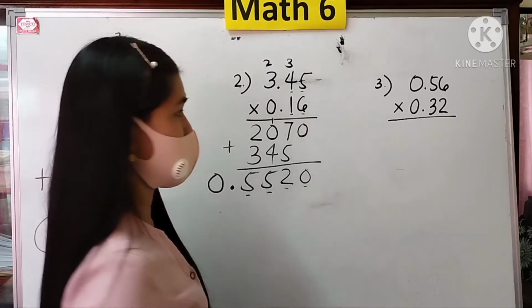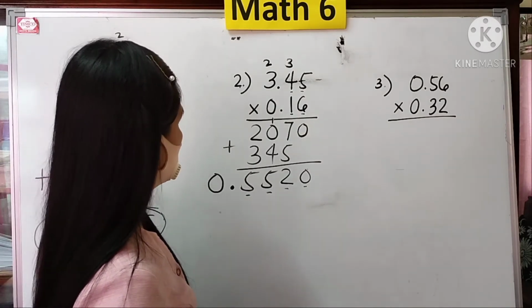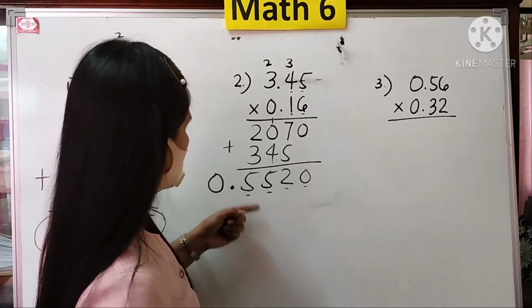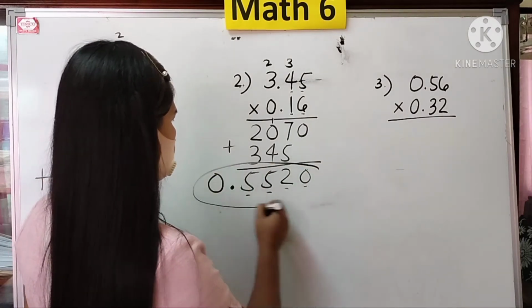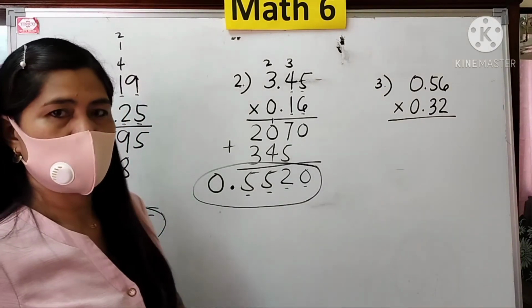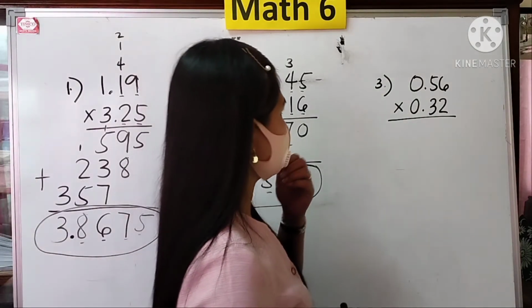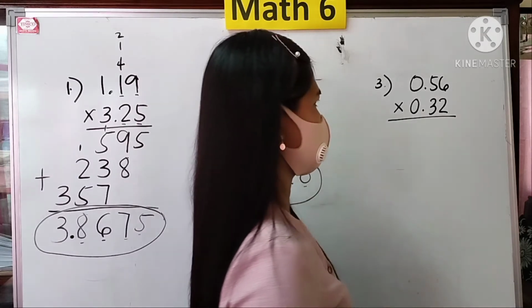So that will be the placeholder. So the answer is 5,520 10,000s from this set of factors. So we have another set, 56 hundredths times 32 hundredths.